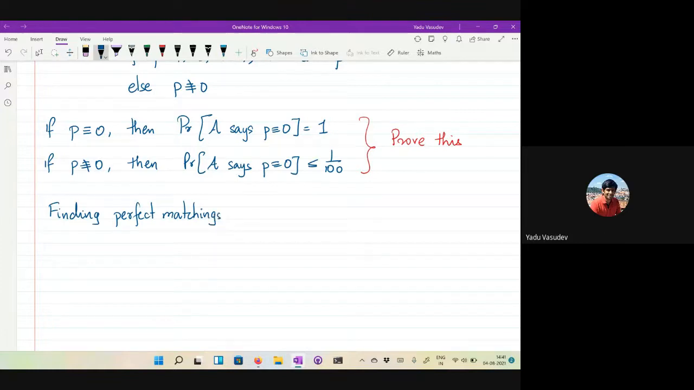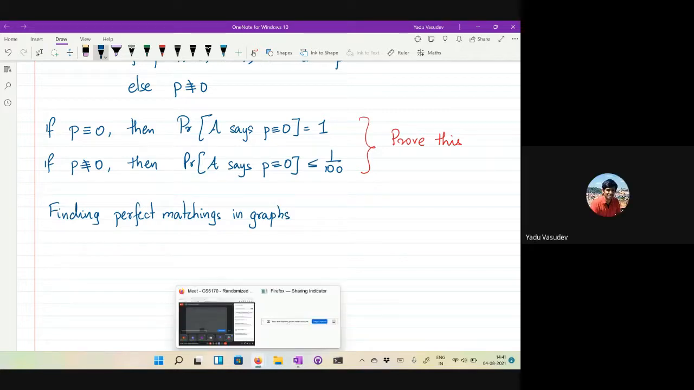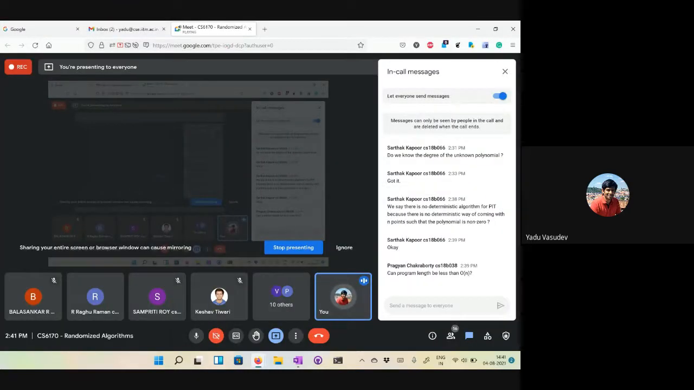Sir, just a small doubt. In PIT, the degree can be exponential in n, is it? It can be quite large. It can be exponential in n also. You can have a small-sized algebraic circuit where you can just keep doubling the degrees, so that within a small size you can get very large degree polynomials. Yeah, they can be huge.